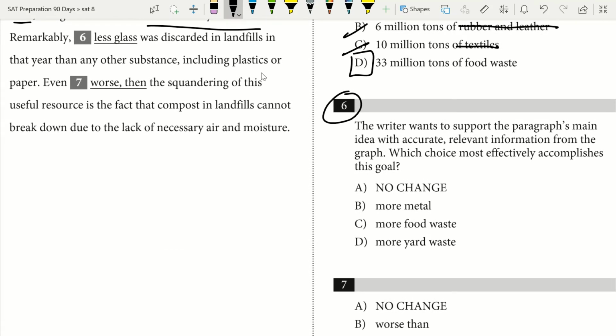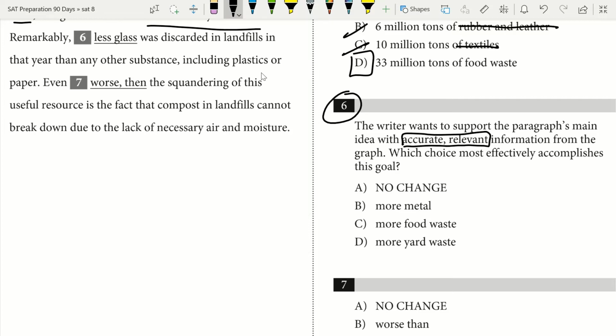It says the writer wants to support the paragraph's main idea with accurate, relevant information from the graph. Which choice most effectively accomplishes this goal? So the key part that I'm seeing here is the phrase accurate, relevant information from the graph. In order for us to include anything from the graph, we have to check with the graph and make sure that it's accurate and true. So even if only one answer choice looked like it would be logical and support our point, we still have to check in the graph to make sure it's true.